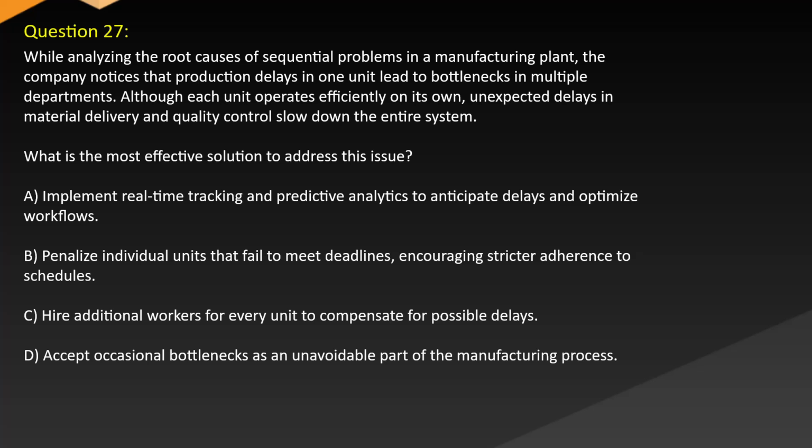A. Implement real-time tracking and predictive analytics to anticipate delays and optimize workflows. B. Penalize individual units that fail to meet deadlines, encouraging stricter adherence to schedules. C. Hire additional workers for every unit to compensate for possible delays. D. Accept occasional bottlenecks as an unavoidable part of the manufacturing process.